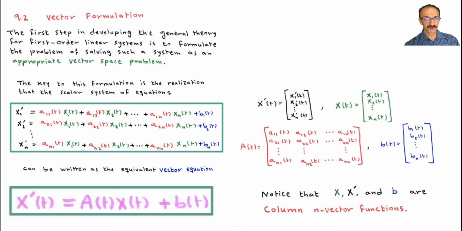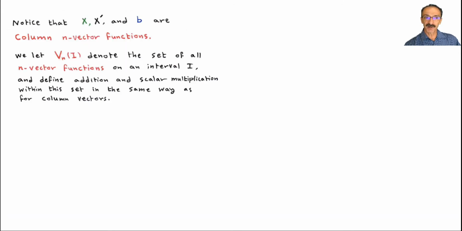This is a general introduction to the section before I start slowing down and focus on the main part that you need, but I have to start with the general introduction. Notice that x, x prime, and b are column n-vector functions. We let Vn of I, which is our interval, denote the set of all n-vector functions on an interval I, and define addition and scalar multiplication on this set in the same way as for column vectors.